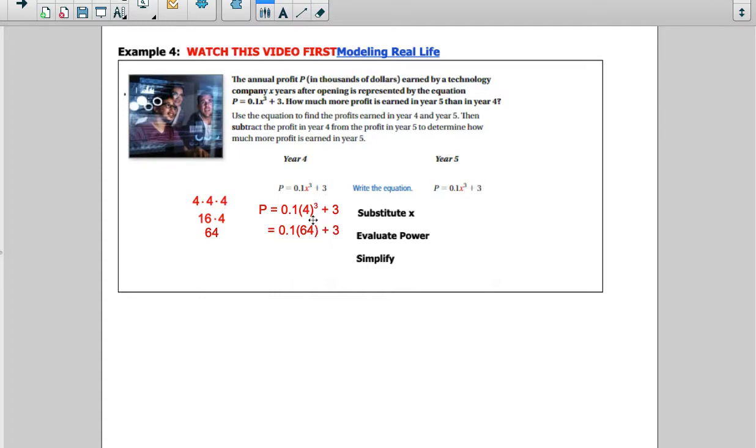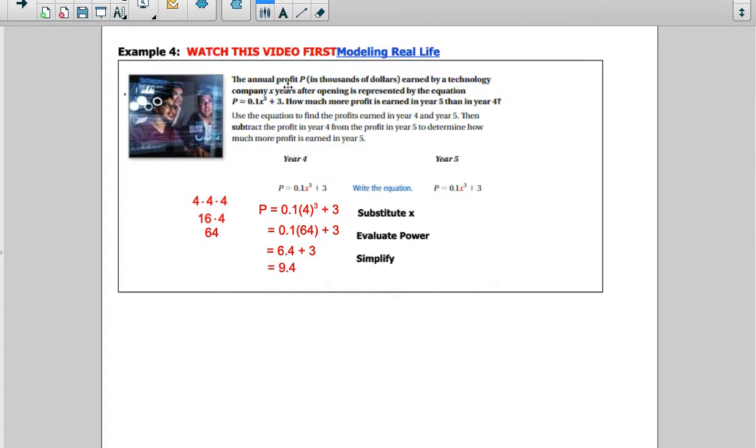Now I can do the multiplication. That's the next part in order of operations. So 0.1 times 64 is 6.4. And so I have resolved it and rewritten 6.4 plus 3. Now I can easily add 6.4 and 3 together, and I get 9.4.